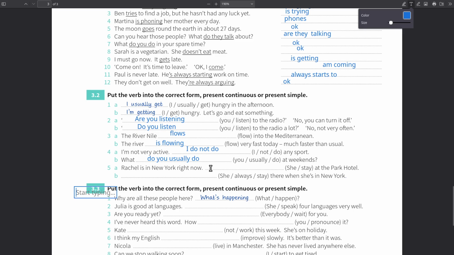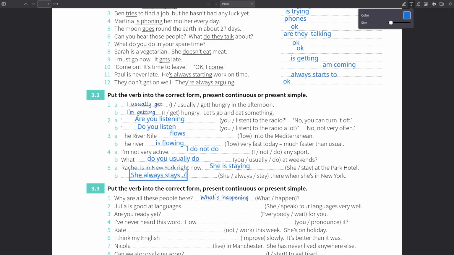Okay, the first one is just present continuous, because it says Rachel is in New York right now. Right now. Okay, so that's something that's happening right now. So I'm gonna write she is staying at the Park Hotel. But in this one, I think it's she always stays. She always stays there when she's in New York.